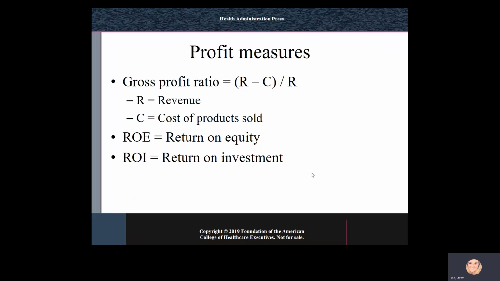Okay, so that brings us to gross profit ratio. Revenue minus the cost of products sold divided by revenue. And ROE, for your knowledge, just in case you didn't know, is return on equity. And then ROI is return on investment, right? So we're going to talk about those as we continue.